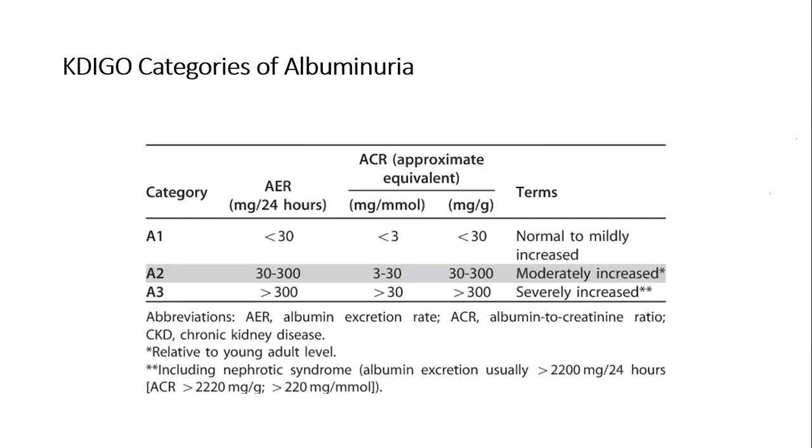Just as a rule of thumb, for the ratio of albumin to creatinine, less than 30 milligrams per gram is normal to mildly increased. If the ratio is 30 to 300, it's moderately increased albuminuria. If the ratio is more than 300, it is severely increased albuminuria. So albumin to creatinine less than 30 is mild, 30 to 300 is moderate, more than 300 is severe albuminuria.